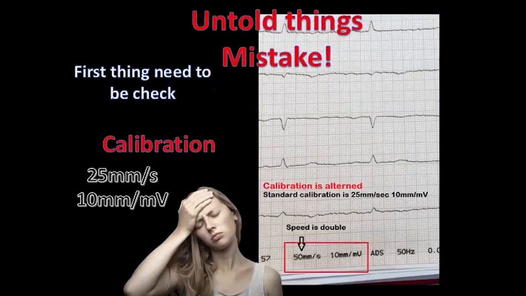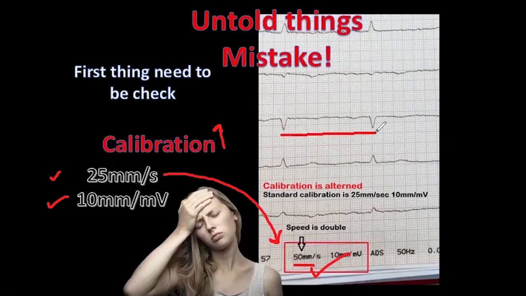Calibration is the machine setting of the ECG machine, and you can see the normal calibration is 25 and 10. So 25 is the speed, and 10 is the voltage applied in the vertical direction of the complexes. Now you can see in this ECG, the speed is doubled. It is 50 mm per second instead of 25. The apparent heart rate will be halved. Although this is a normal heart rate of 75, here it apparently seems to be bradycardia.